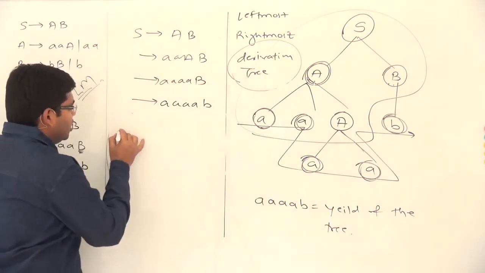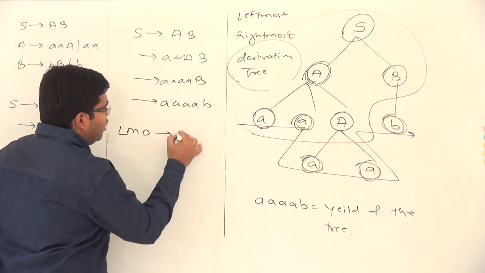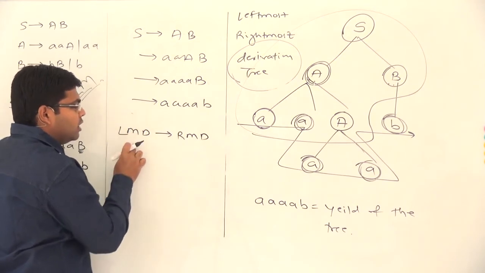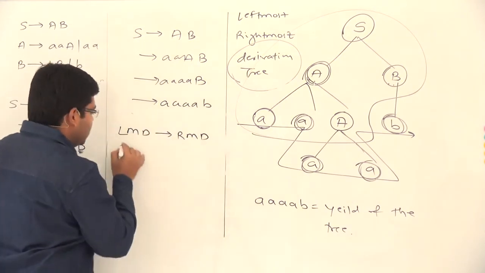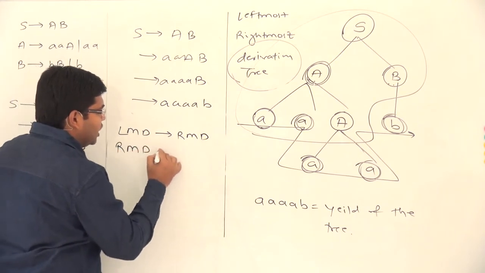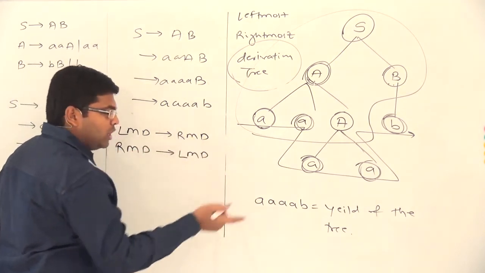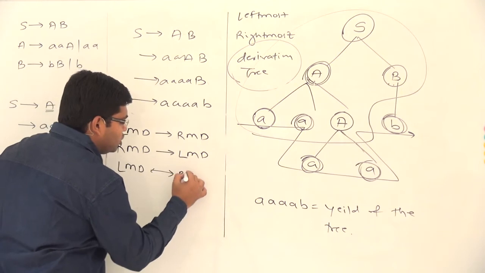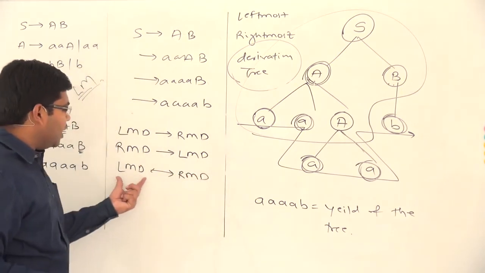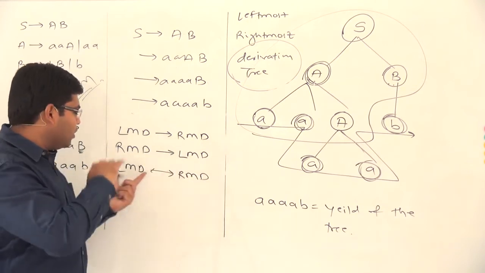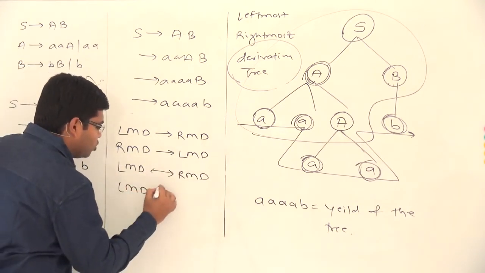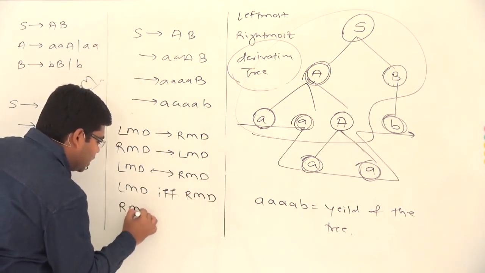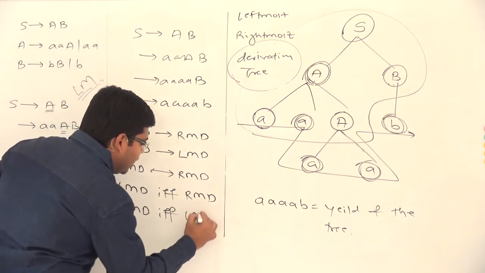If you have got a leftmost derivation, then you will also get a rightmost derivation. So for every leftmost derivation there is also a rightmost derivation. Similarly, for every rightmost derivation there will also be a leftmost derivation, or what we can say is that leftmost derivation and rightmost derivations are equivalent. Every LMD can be converted into RMD and every RMD can be converted into LMD. A leftmost derivation will be possible if and only if rightmost derivation is possible. Similarly, a rightmost derivation is possible if and only if leftmost derivation is possible.